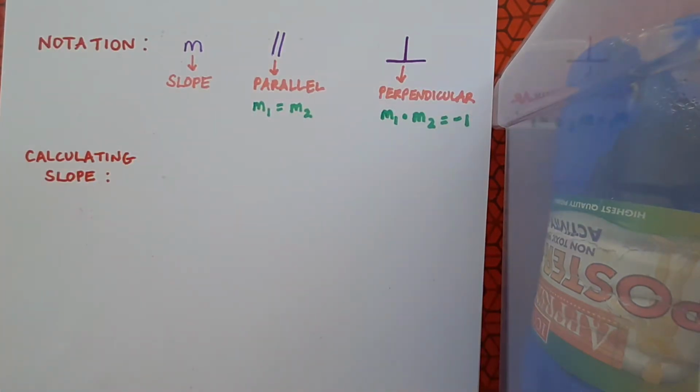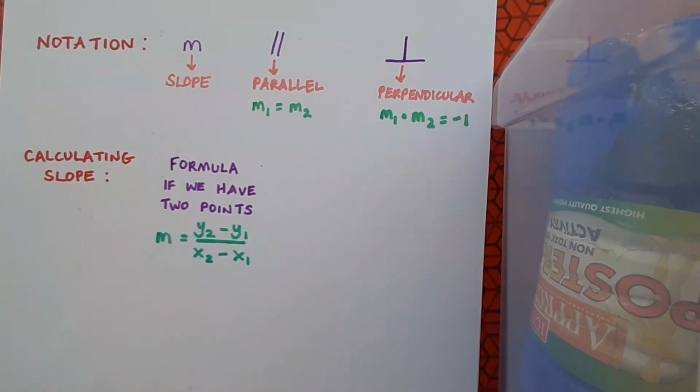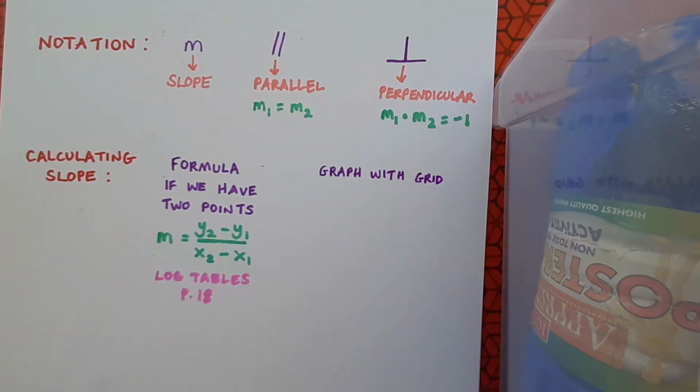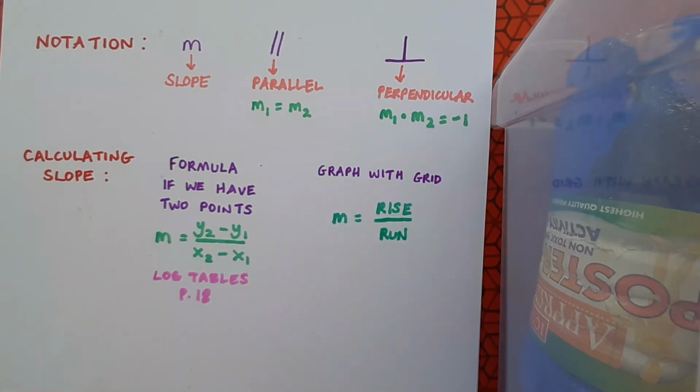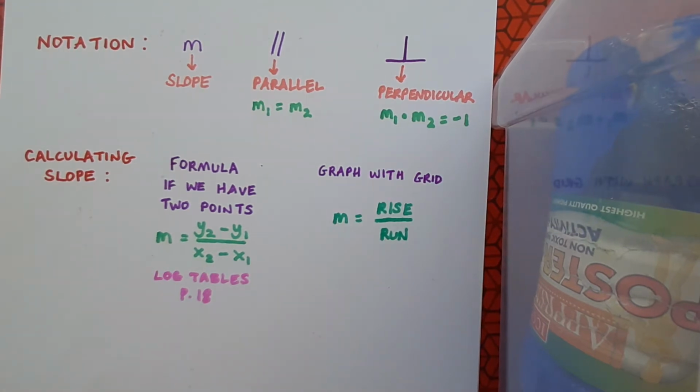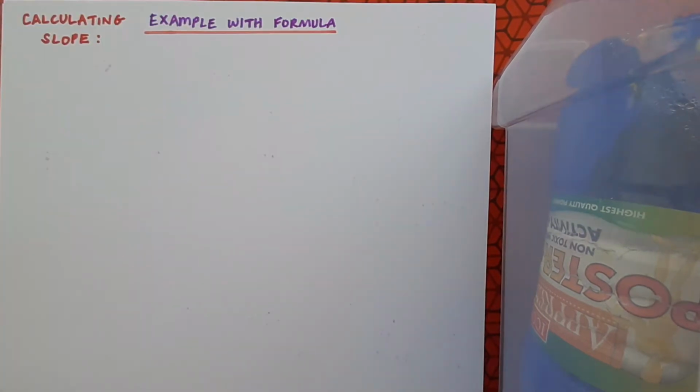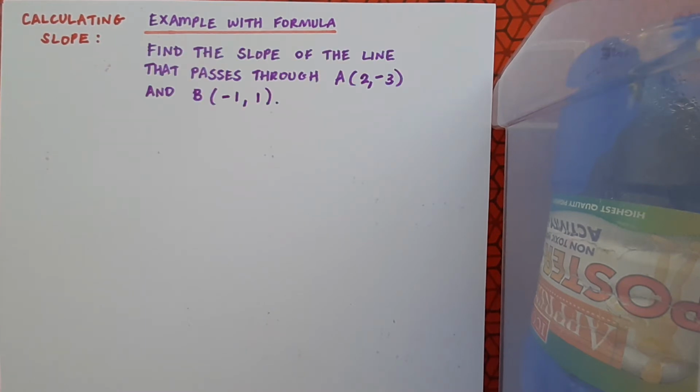We can calculate slope in two different ways. If we have 2 points, we can use the formula y2 minus y1 over x2 minus x1. This formula is on page 18 of the log tables. If I have a graph with a grid, then I can find the slope by finding rise over run. Let's look at an example of how to calculate the slope using the formula from the log tables.